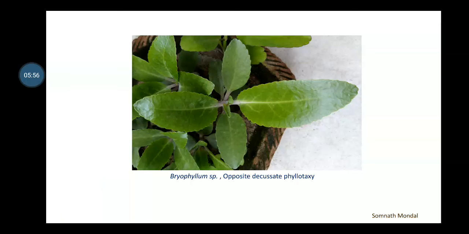This is Bryophyllum sp, where you can see opposite decussate phyllotaxy. You can easily see that the 2 pair of leaves are present apart by 90 degree angle in between nodes, and the younger leaf pair that is coming out from the apical bud is again at 90 degree of the next leaf.